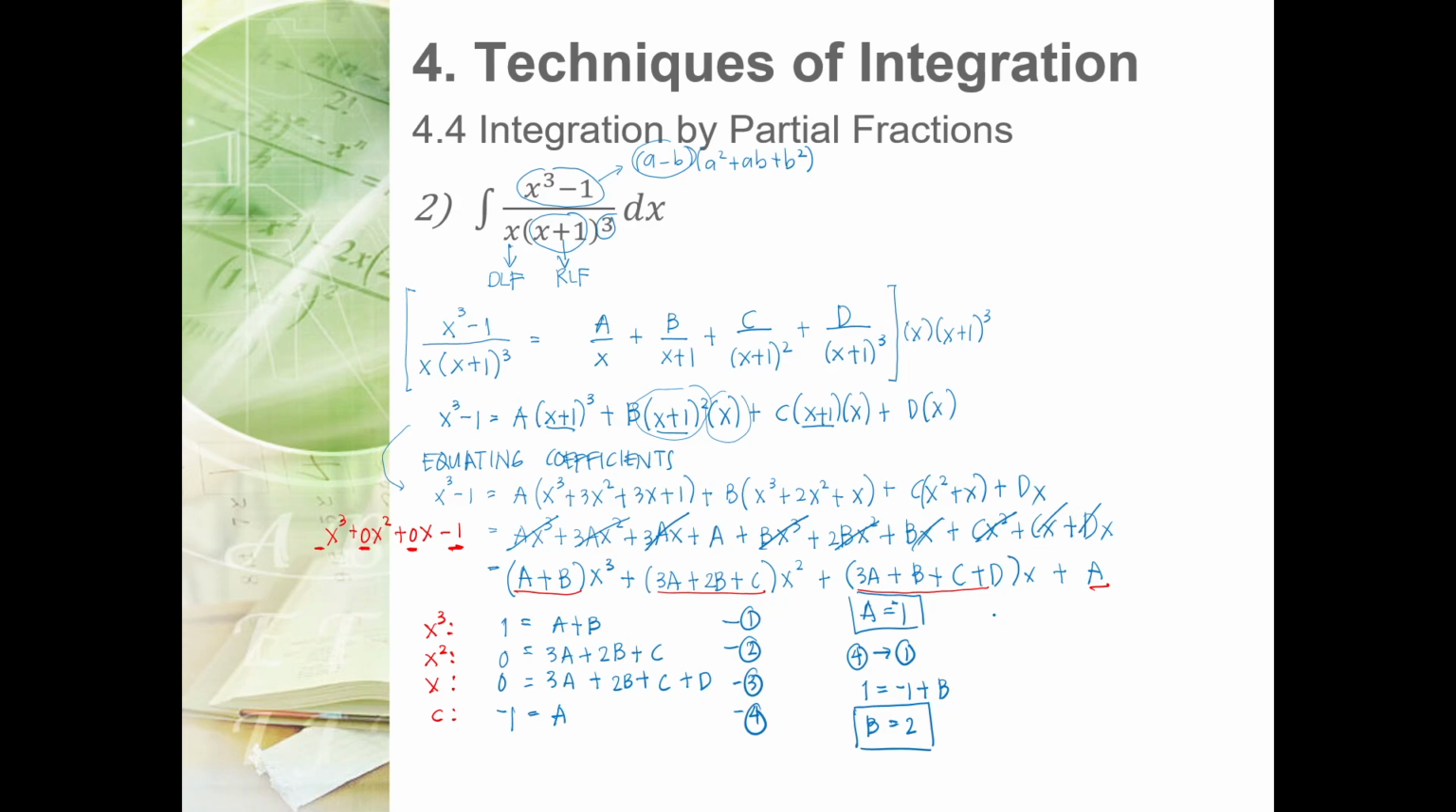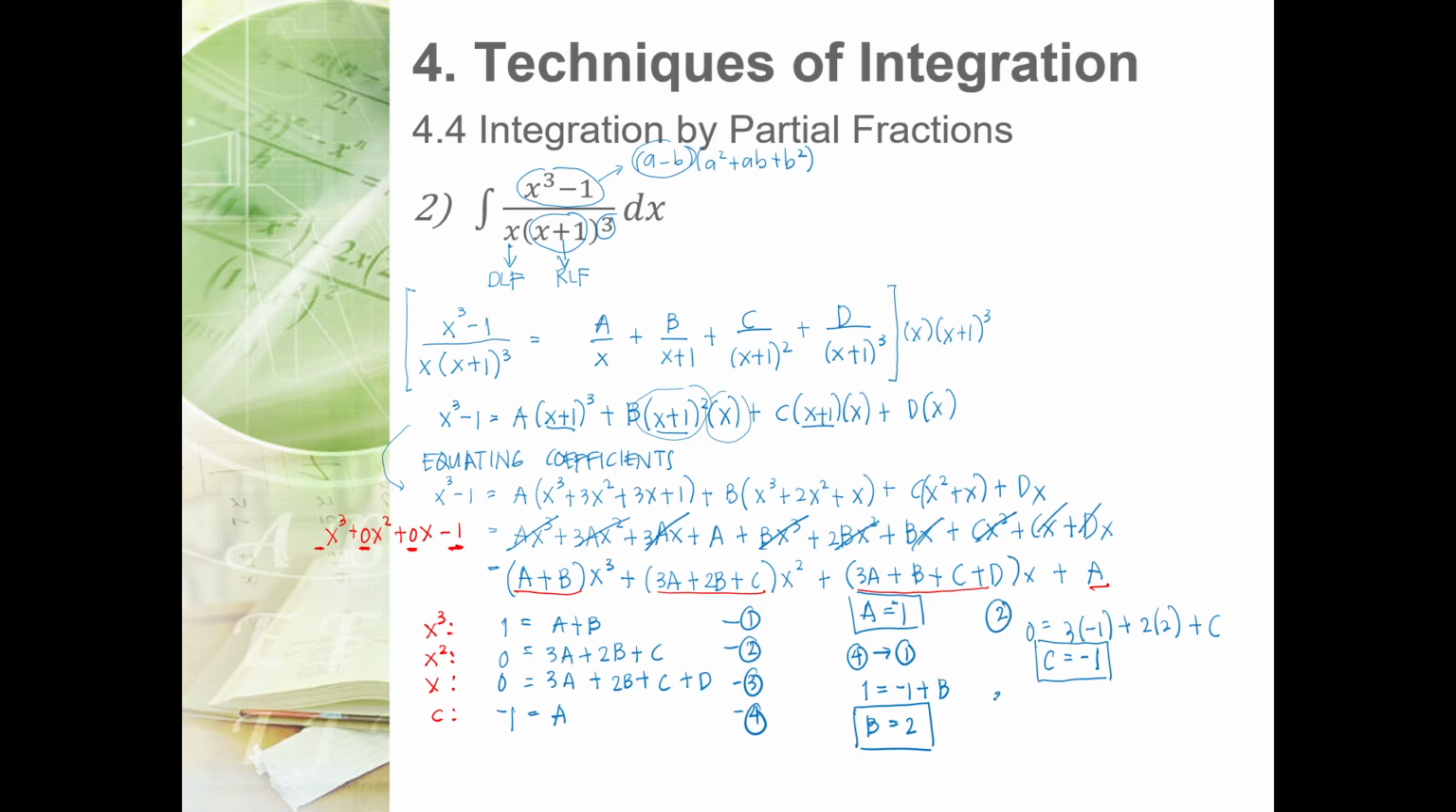Okay, so next is using equation 3, or rather 2. So we're going to have 0 equals 3 times negative 1 plus 2 times 2 plus c. So negative 3 plus 4, that would give us 1. Then transpose 1 to the other side, that would give us c equal to negative 1.